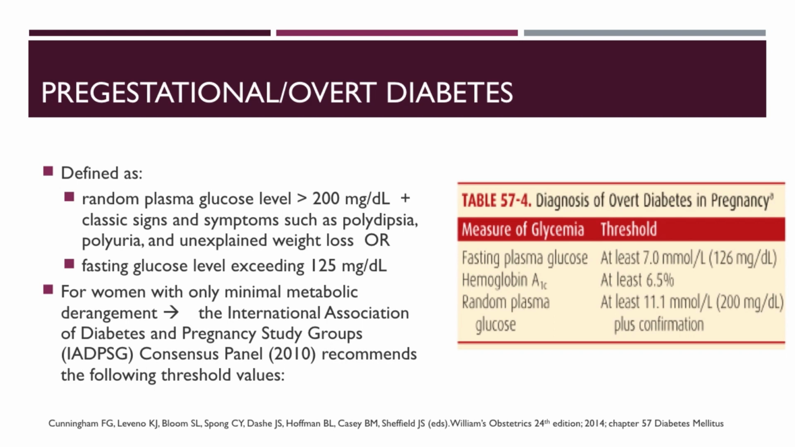recommends the following threshold values in this table. So we have a fasting plasma glucose of at least 7 millimoles per liter, or that's equivalent to 126 milligrams per deciliter. Hemoglobin A1C or HbA1c of at least 6.5%, and a random plasma glucose of at least 11.1 millimoles per liter, or that is equivalent to 200 milligrams per deciliter plus confirmation.